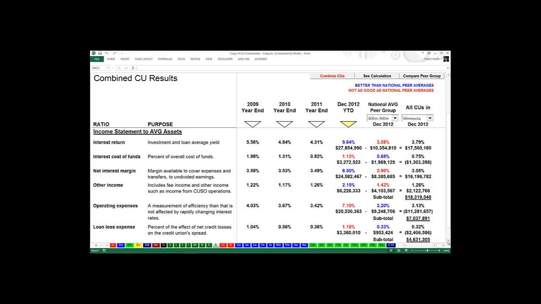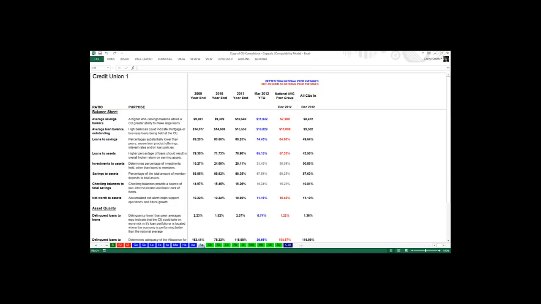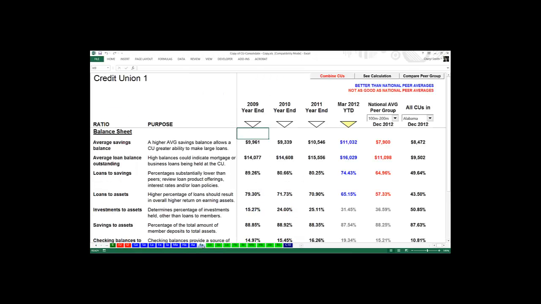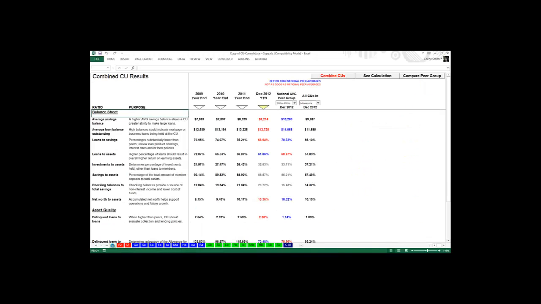Now let's look at the different ratio analysis sheets to give you an idea of the strengths and weaknesses of each credit union. If we look at the RA sheet, we can make note of any areas that Credit Union 1 shows strength or weakness. We can look at the RB sheet to examine the strengths and weaknesses of Credit Union 2. Lastly, we can look at the combined credit union results to determine what would happen to the strengths and weaknesses of the credit unions when combined.